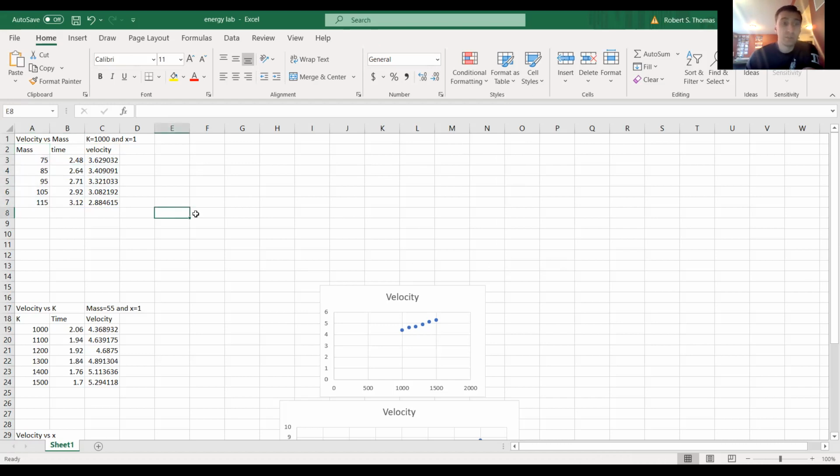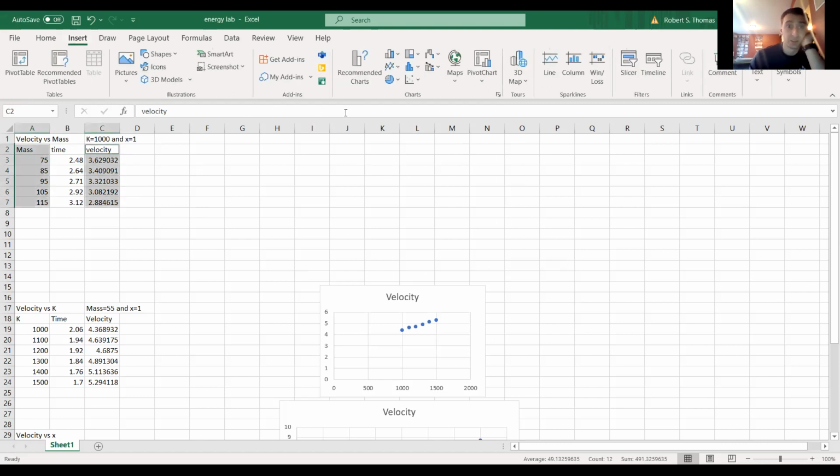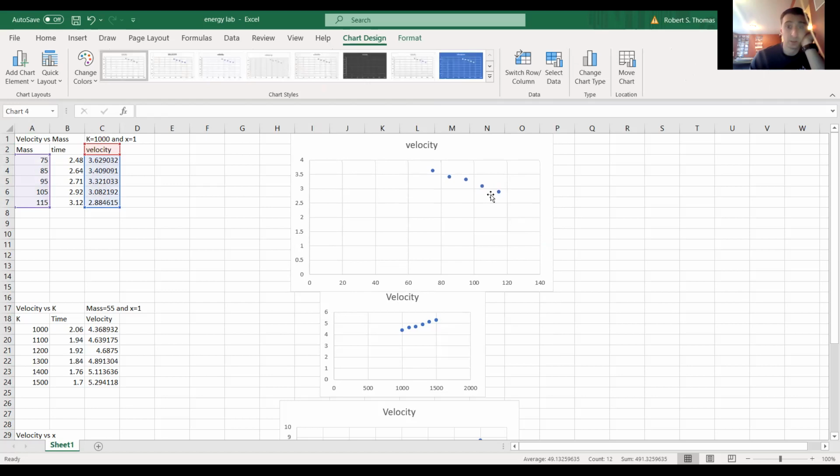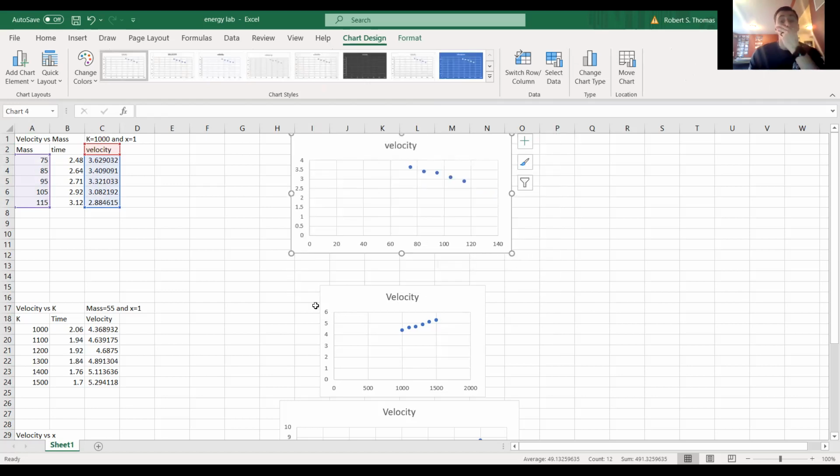So what you're going to do to make the graph, you're going to highlight it, mass, velocity, and then you're going to go here, insert, and then you're going to go to scatter plot and hit this scatter plot. And there you go. There's your graph. Let me make it a little bit smaller here. Okay, and as you can see, my mass is on the x and my velocity is on the y, so I'm good to go. I don't need to change anything.